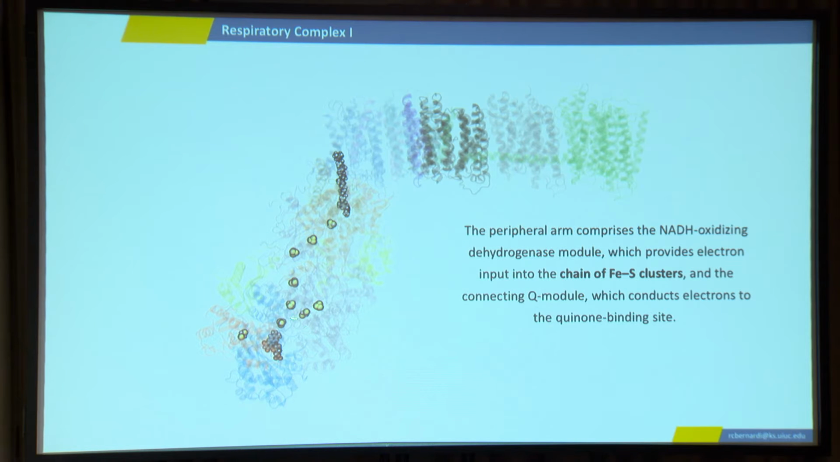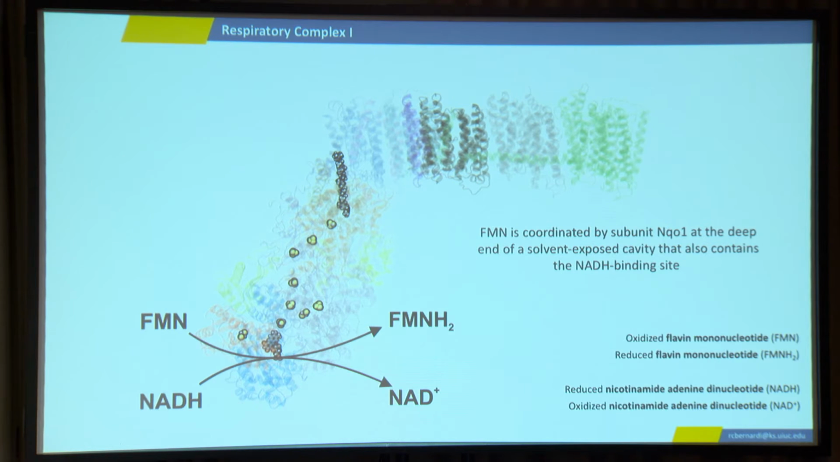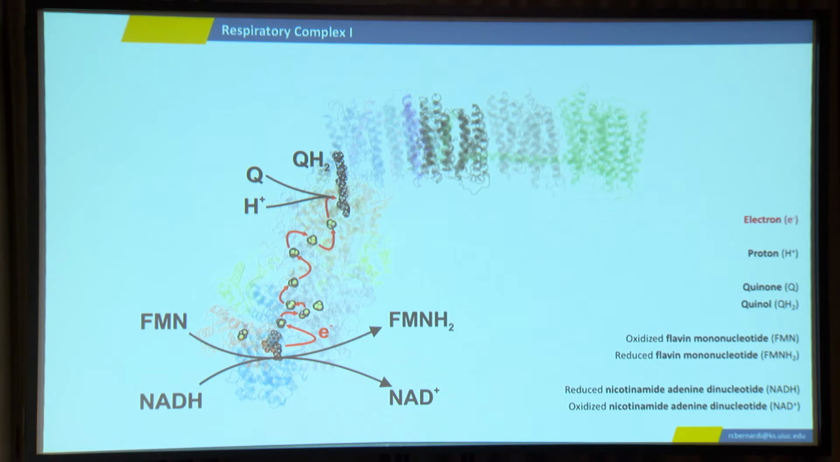So this peripheral arm then has this NADH side. This is actually a flavin and an NADH. And then you have also the quinone and the iron-sulfur complex chains. So the first step of this reaction, NADH comes and also flavin, and then you reduce flavin, and you oxidize NADH, and then you leave one extra electron. This electron then jumps across these chains of iron-sulfur complexes.